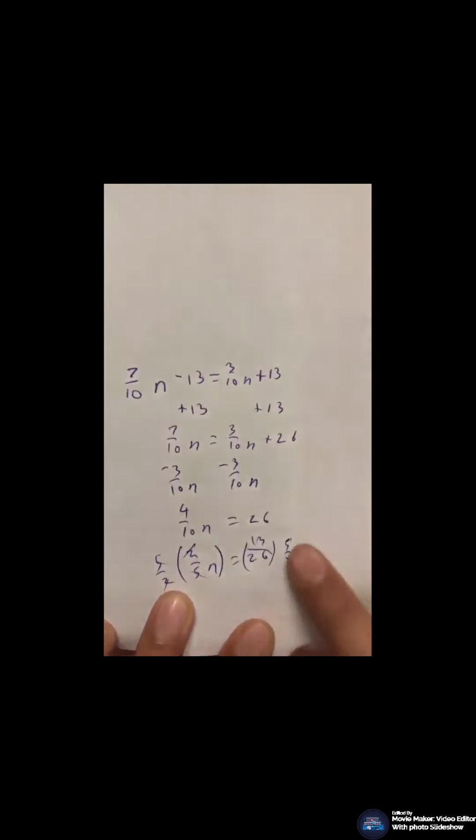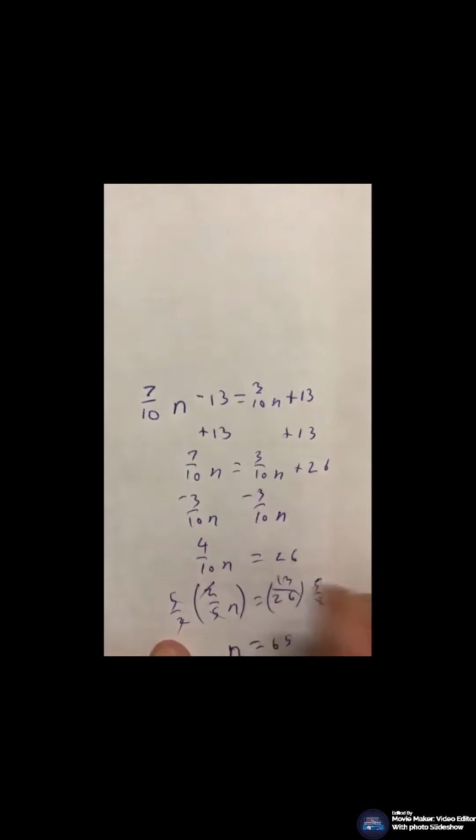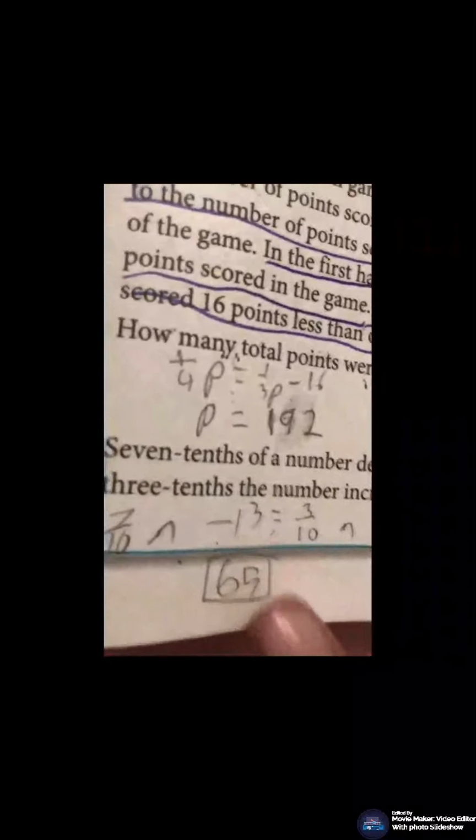We could also reduce this fraction into 2/5 n equals 26. Then we could do the reciprocal on both sides, times 5/2, times 5/2. We know this will equal 1, so this already cancels out. But then we could do this: 1 over here and 13 over here. 5 times 13 is 65, so n equals 65. That's how I got my answer right here, which is 65.